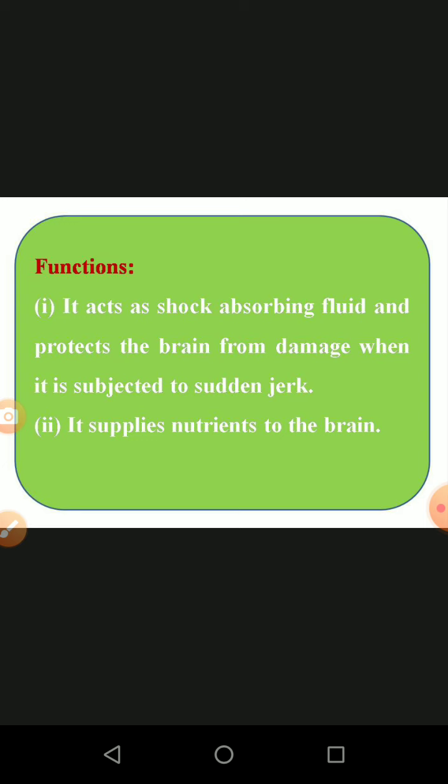Then it supplies nutrients to the brain. The brain consists of a small quantity of blood capillaries and nerve cells. Apart from that, the cerebrospinal fluid supplies nutrients to the brain. The brain is also one of the organs in our body that requires energy, and the energy is taken in the form of the cerebrospinal fluid.